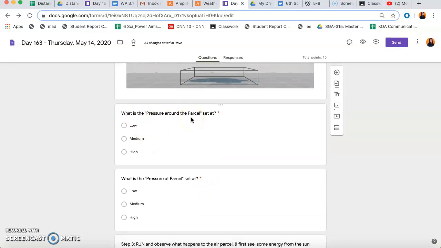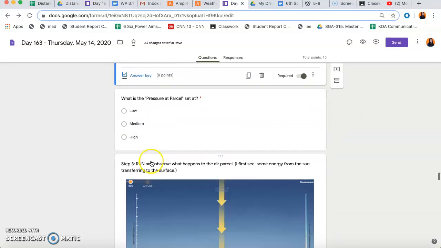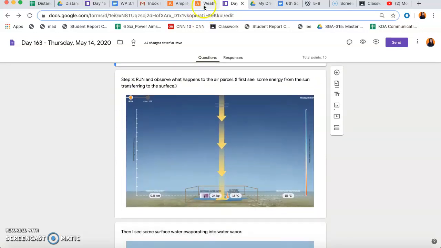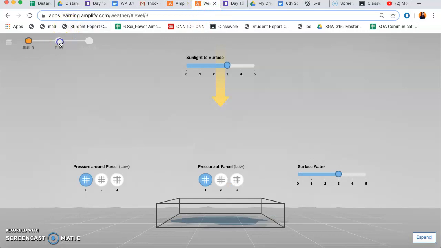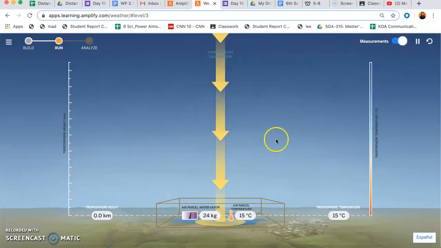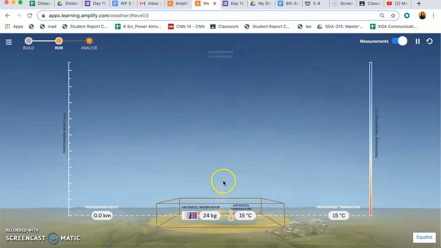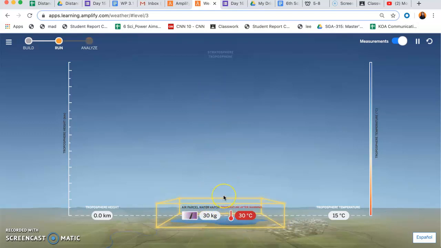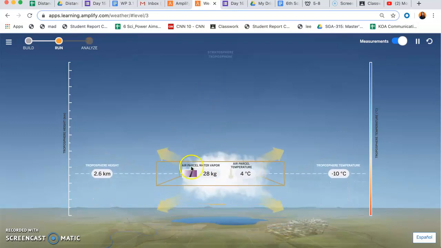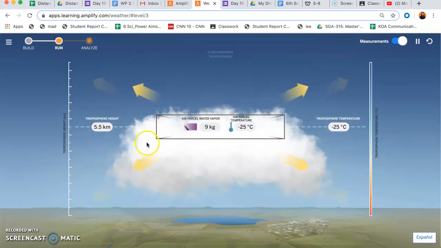What is the pressure around the parcel set at? Low. What is the pressure at the parcel set at? Low. Now I'm going to run and see what happens. So I see the same thing, that energy transferring to the air parcel from the sun. I see water evaporating into the air parcel. I see the air parcel is rising into the troposphere, but I didn't see any wind. And it only rose to a height of 5.5 kilometers this time. I didn't see very much rain either.